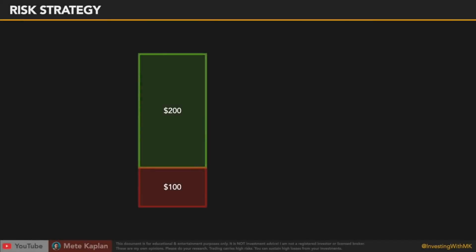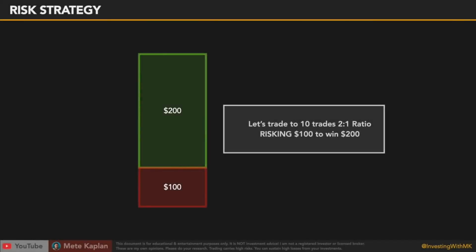Let's simulate 10 trades with a 2-to-1 ratio. Basically, we will risk $100 to make $200. So the question is, how can we lose small and dynamically manage our trades? Let's focus on this question.